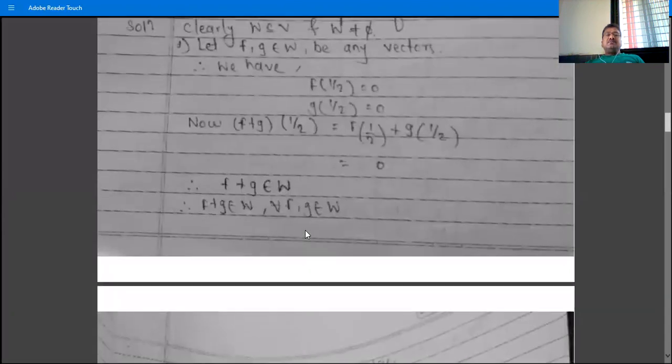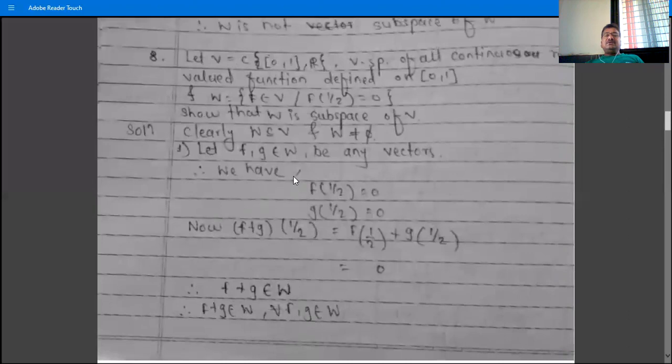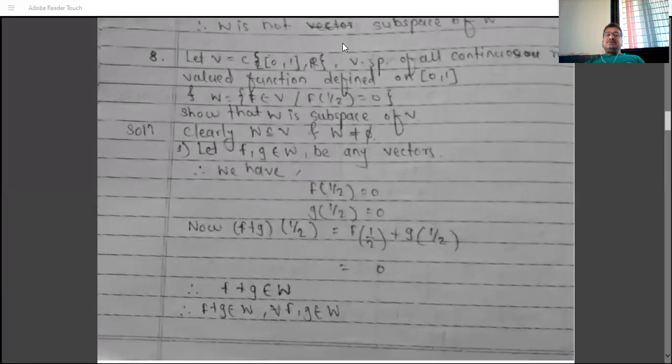So Kf belongs to W for all F belonging to W and for any scalar K. Therefore W is a subspace of V, because W satisfies both the conditions. So this is the example of functions. These examples are important as far as the exam is concerned. Now we have to solve some more examples on this topic.